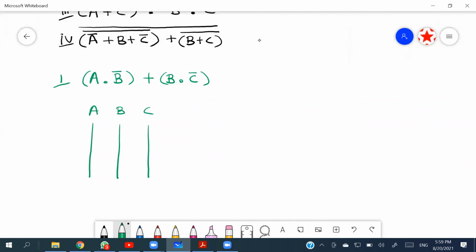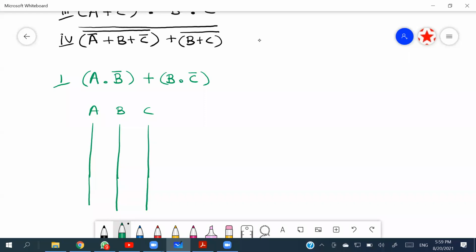Now, since there are two brackets and those two brackets are on the same level, you can choose either of the brackets to start. Either you can create A dot B bar first, then go to B dot C bar, or you can create B dot C bar first, then go to A dot B bar. Right, I'm going to create A dot B bar.